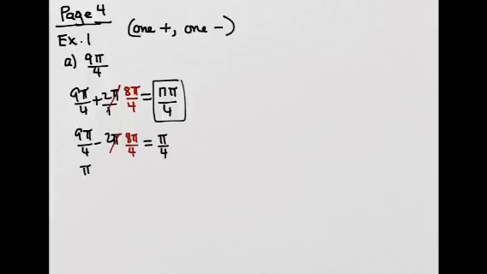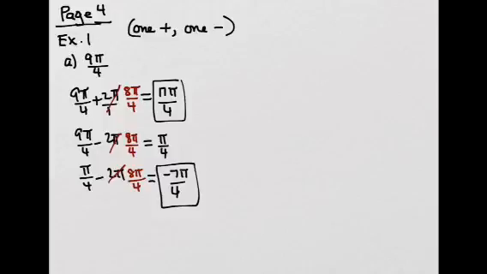So we take pi over 4 minus 2 pi, and we already know we're going to convert it to a denominator of 4, so 8 pi over 4. That gives us negative 7 pi over 4. So now we have a negative angle. So this is a coterminal.